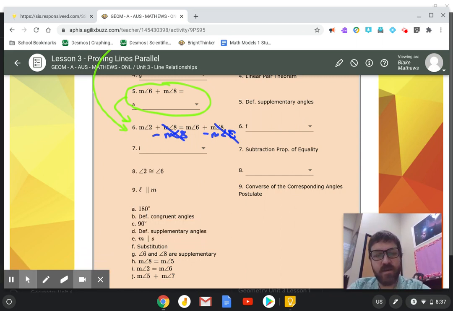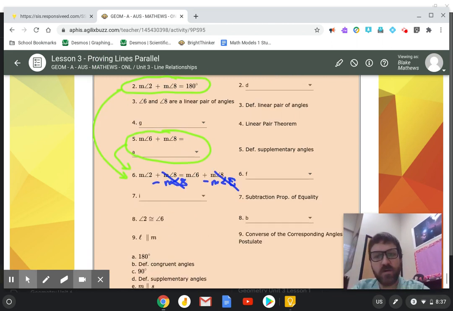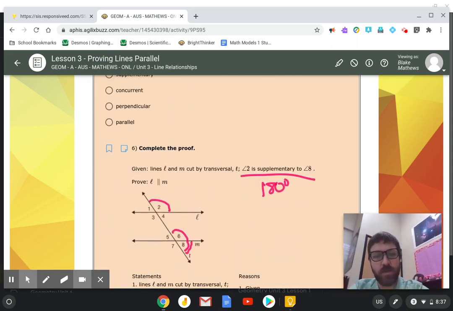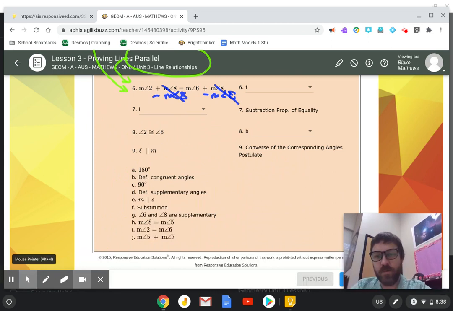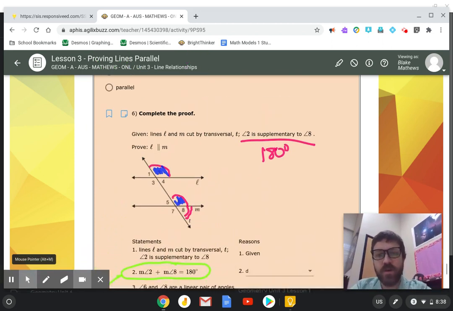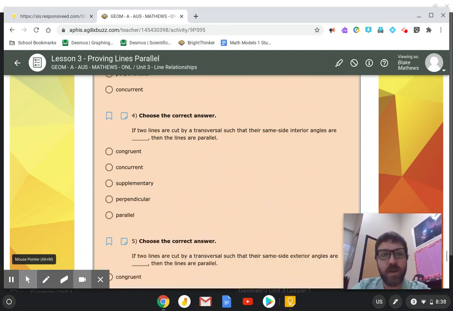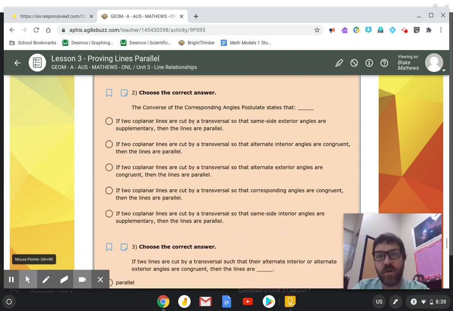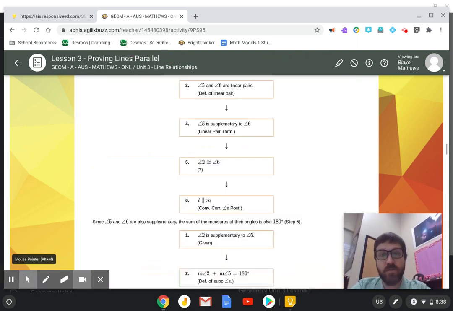Then I take that, and since they are equal, then they are also congruent. So then that's the definition of congruent angles. And because 2 and 6 are congruent and they are corresponding angles, then angle 2 and angle 6 prove that the lines are parallel, and that's what you have in number 9. So make sure you go through these proofs along with me here in the lesson. You answer 2 through 5 using the theorems from the lesson, and you're done with lesson 3.